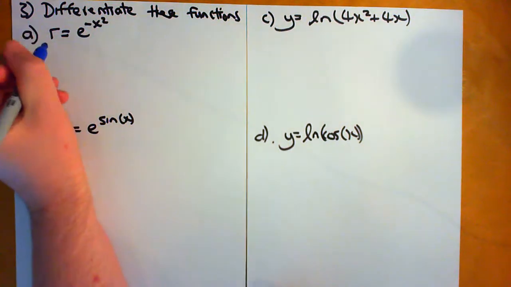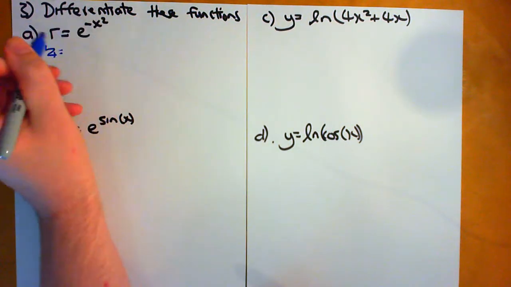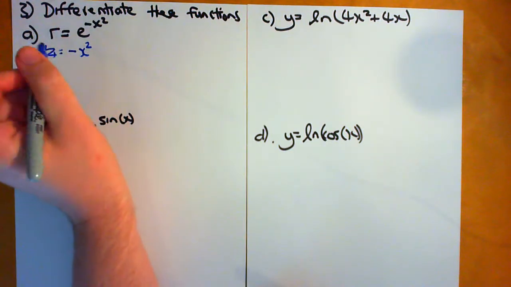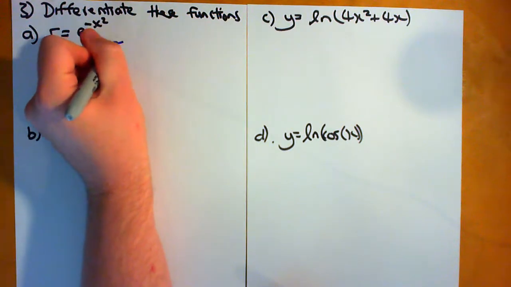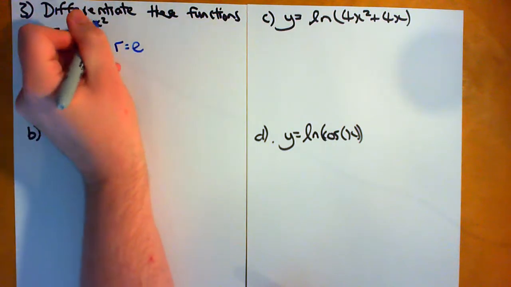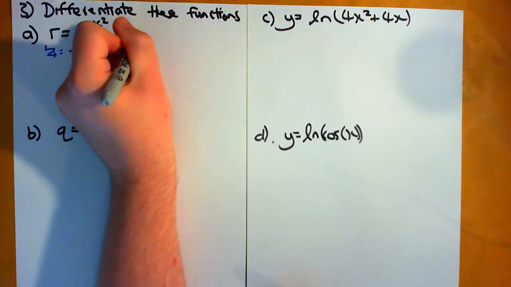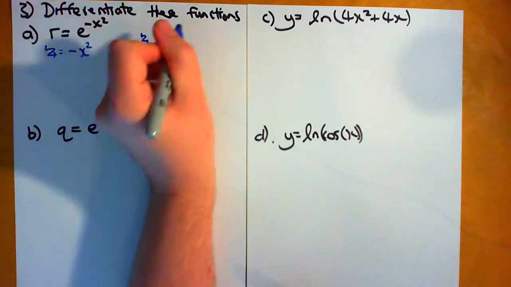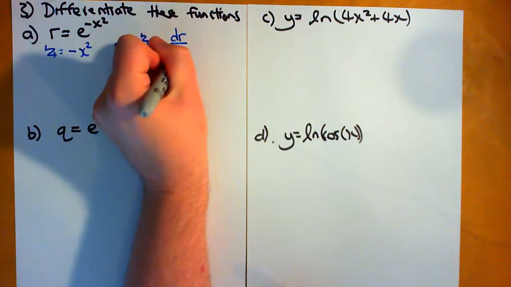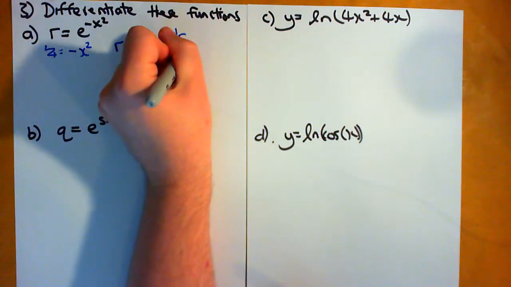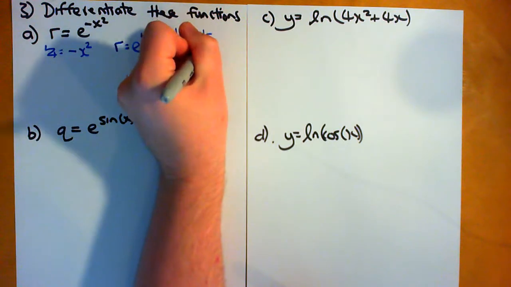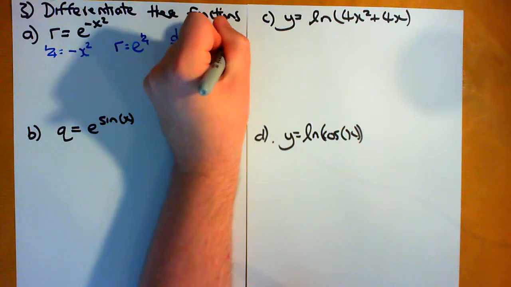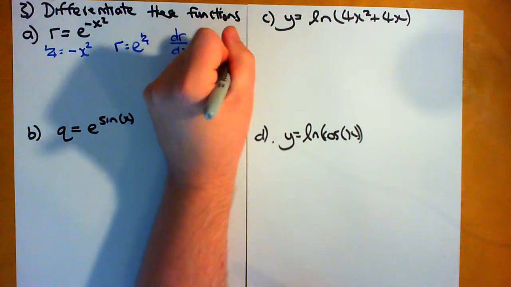So let's let z be the power, which is negative x squared, and let's let r be equal to e to the z, since we've said that that power is z. Then the chain rule tells us dy, but we've got r, so it's going to be dr by dx. So r is taking the role of y here: dr by dz times dz by dx.